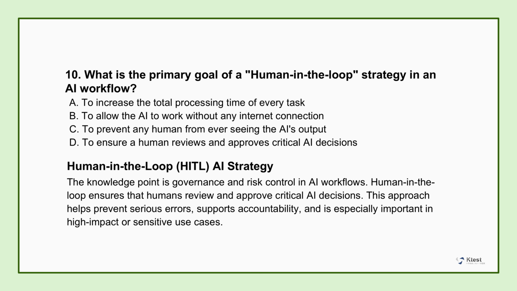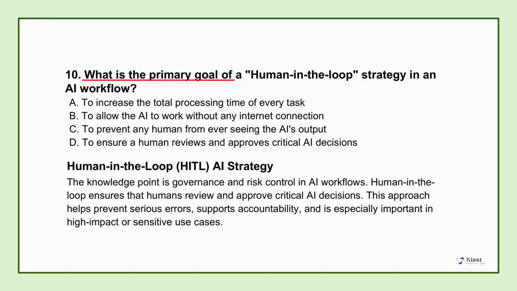Absolutely. Which brings us to question 10. What is the primary goal of the human-in-the-loop strategy? Options. A, to increase processing time. B, to allow the AI to work without internet. C, to prevent humans from seeing the output. Or D, to ensure a human reviews and approves critical AI decisions.